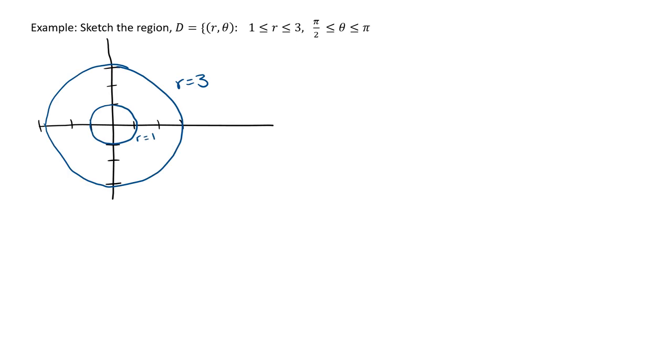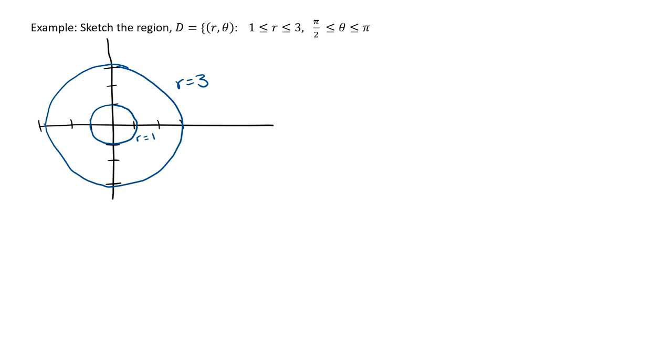So before we start doing some double integrals, I just want to do a little bit of practice of thinking about regions in polar coordinates, just kind of shifting our brain to think about what's happening in polar coordinates. So let's start by sketching the region D equals, so we have some region described by r's and thetas, and it says r is between 1 and 3, and theta is between pi over 2 and pi. So what does this exactly look like?